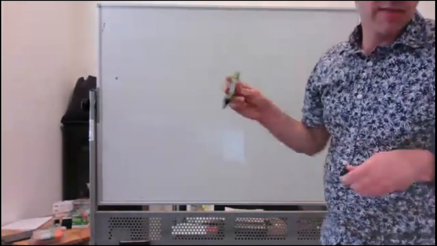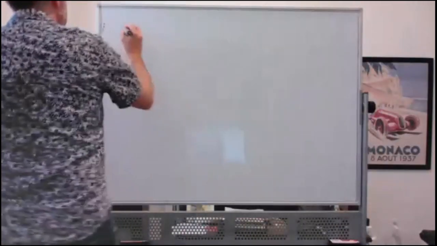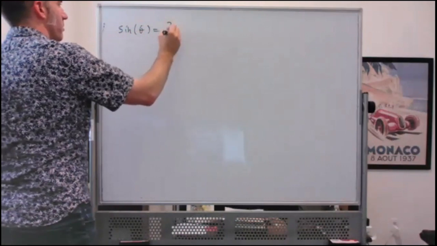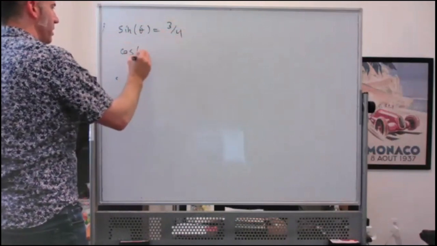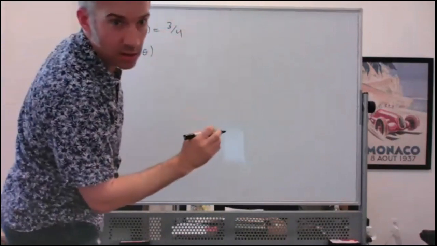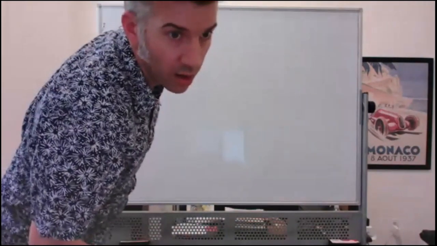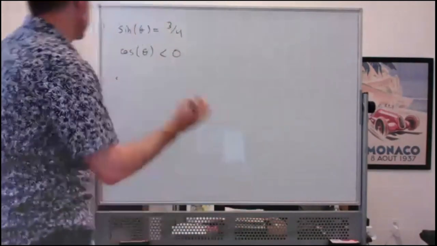Right, let's look at the next one. Given that the sine of theta equals 3/4, and cosine of theta is negative, find the following. Sine of 2 theta.